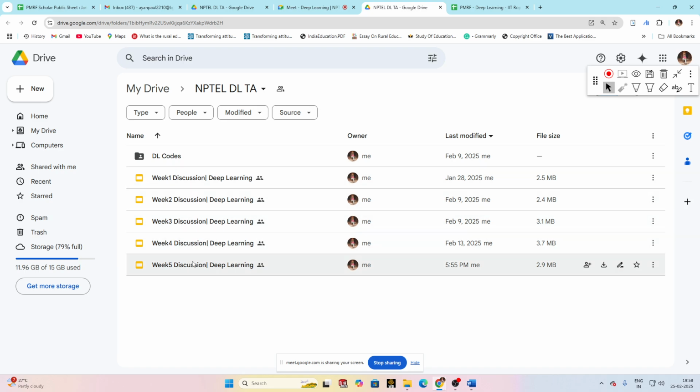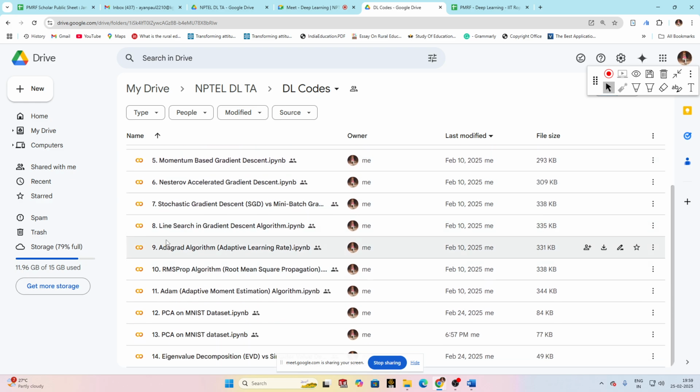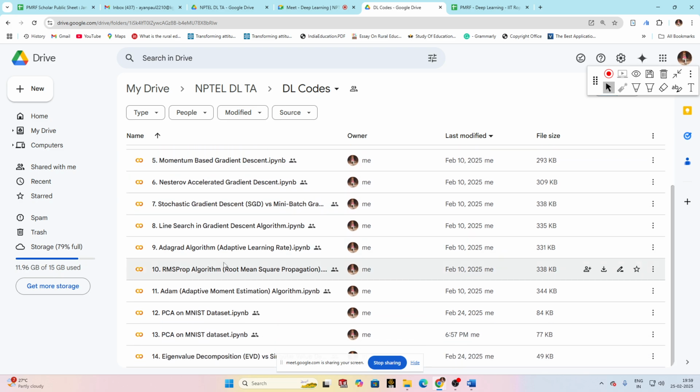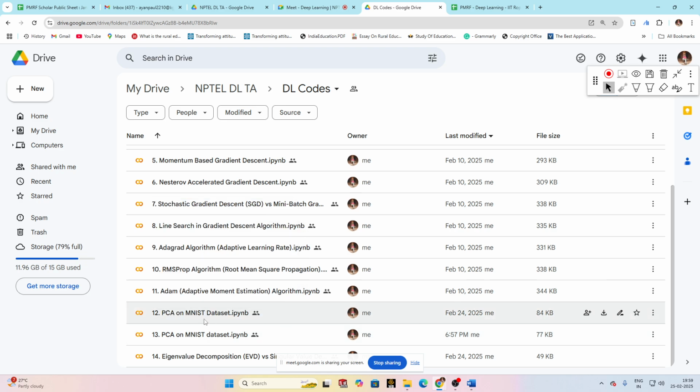This is the folder, and these are all the presentations. This is the week 5 presentation that I am discussing with you. You go to the folder DL codes. These are all the codes. Last week we discussed gradient descent, momentum based gradient descent, etc. Today this is code 13. You open 13, I will delete 12. This is PCA on the MNIST dataset.